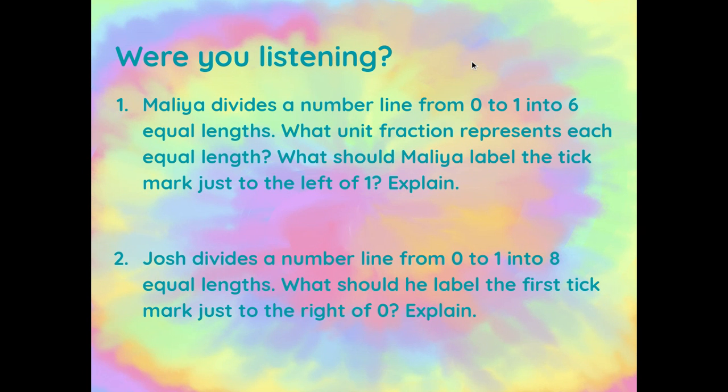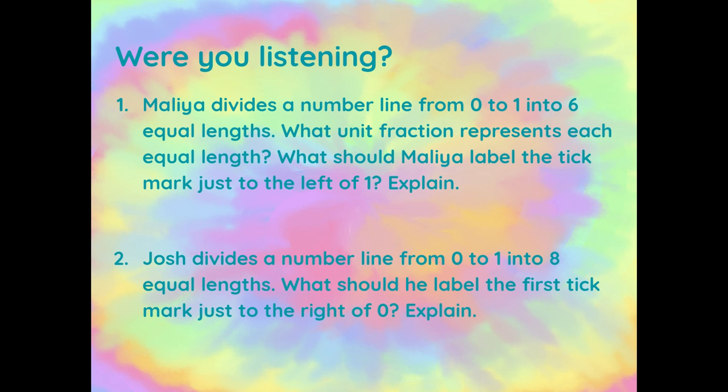All right, so quick check. If Malia divides a number line from 0 to 1 into 6 equal lengths, what unit fraction represents each equal length? What should Malia label the tick mark just to the left of the 1? Okay, well, if I'm labeling my number line into 6 equal lengths, then I know that my fractions are going to be in sixths.